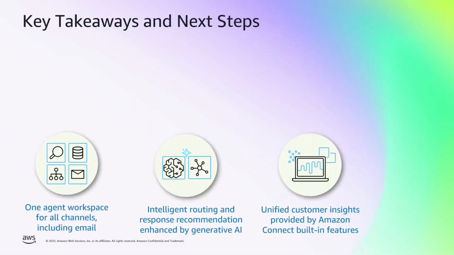Now, let's recap what we've learned in this video. We've explored how generative AI through Amazon Bedrock and Amazon Q enhances intelligent routing and response recommendations. We've seen how Amazon Connect's built-in features, such as step-by-step guides, customer profiles, and case management, provide unified customer insights. Importantly, we've demonstrated how agents can handle contacts from all channels, including email, in one unified workspace.